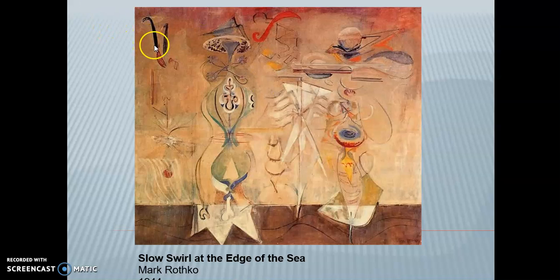Right here you can see some sort of bird. These are probably two persons swirling at the edge of the sea. This could be a sea with lines of waves. So this is a very abstract and very simplistic portrayal of a story, probably. You can see shapes, lines, colors, textures.